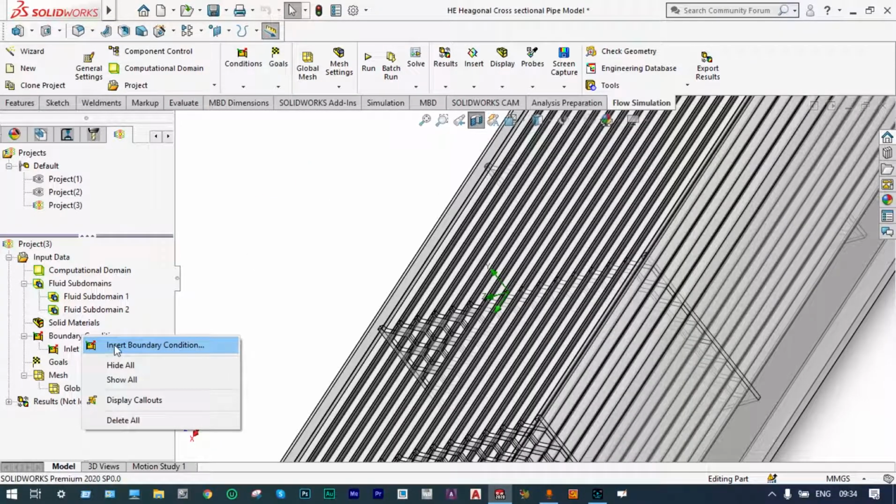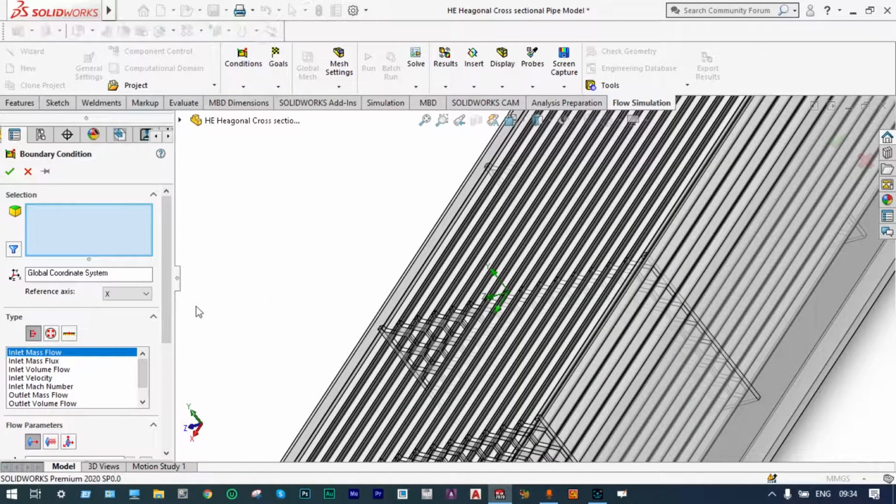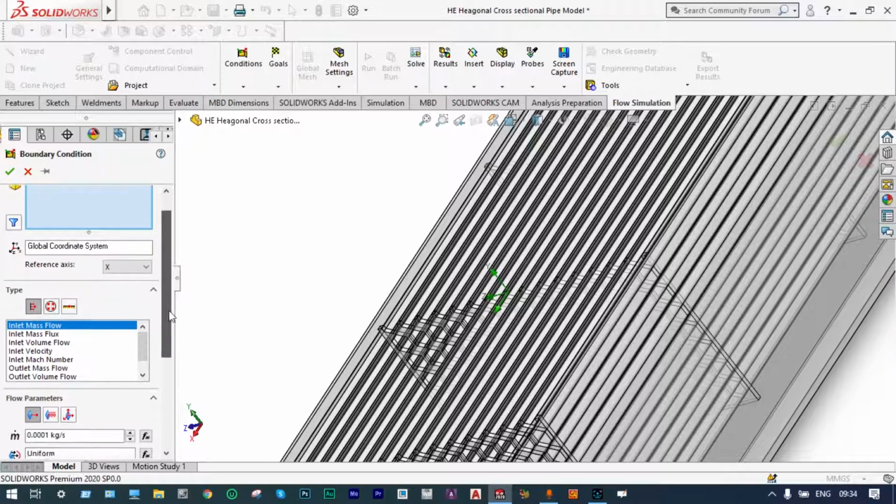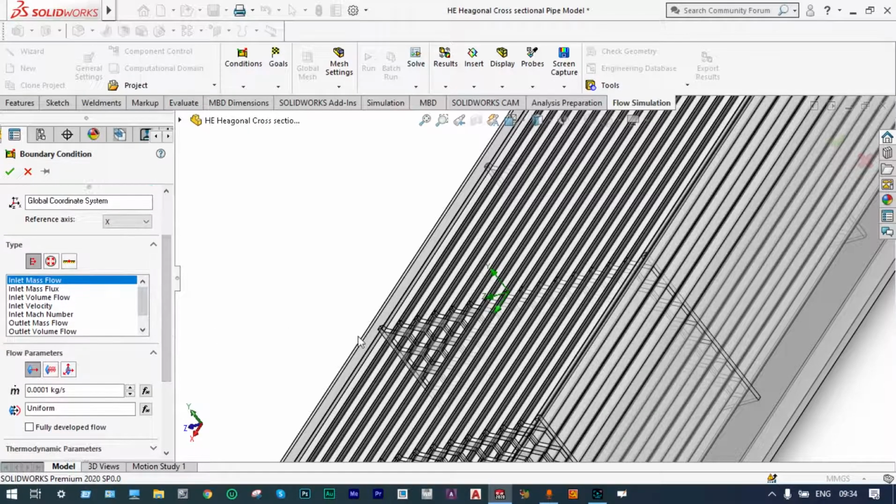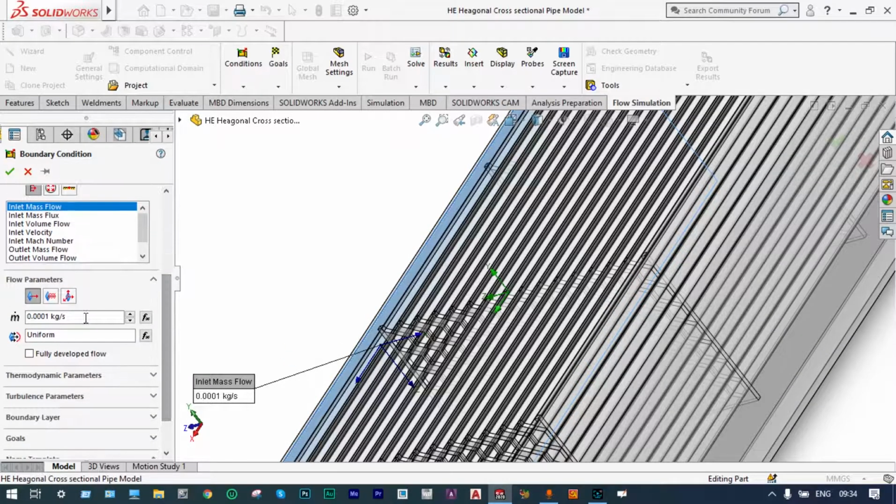Next to that, we have to provide another boundary condition, that means hot air. Insert boundary conditions, and in this case we want to provide hot air from the side walls at a temperature of 200 degrees centigrade, and the mass flow rate will be 1 kg per second. In both cases we are considering the same mass flow rate. It is done.